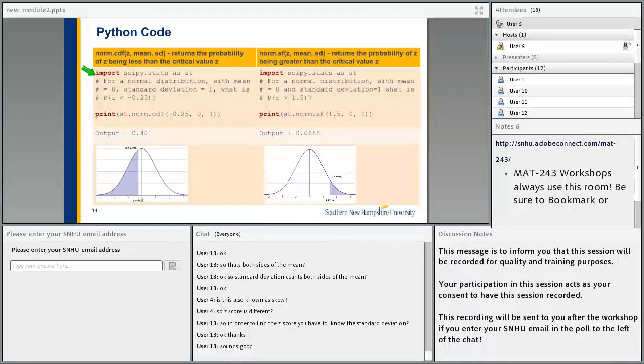So st is scipy.stats, which I'm importing as st. And the function is norm.cdf. So norm.cdf will return the probability of z being less than a critical value z. This function takes 3 values: the z-score, the mean, and the standard deviation.